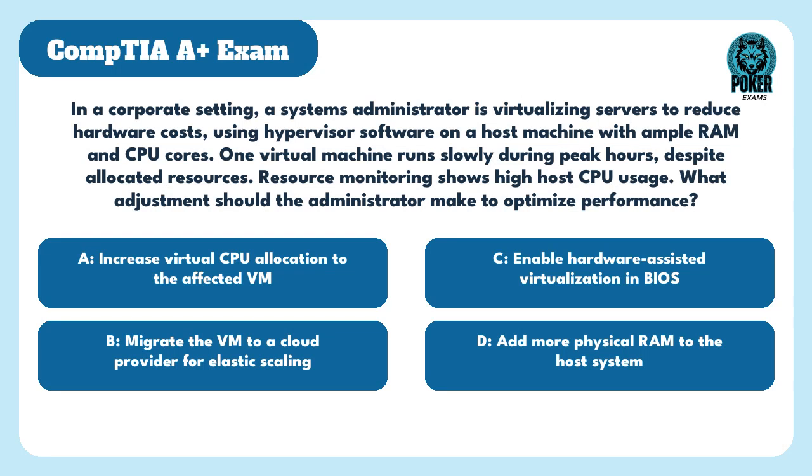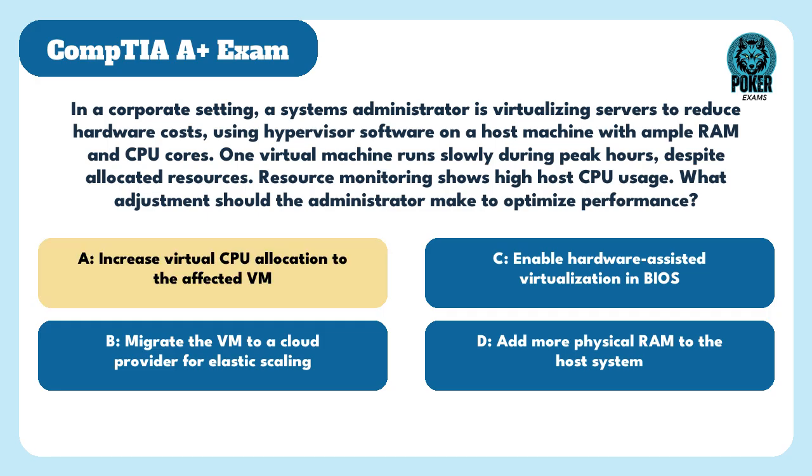Question 1. In a corporate setting, a systems administrator is virtualizing servers to reduce hardware costs, using hypervisor software on a host machine with ample RAM and CPU cores. One virtual machine runs slowly during peak hours, despite allocated resources. Resource monitoring shows high host CPU usage. What adjustment should the administrator make to optimize performance?